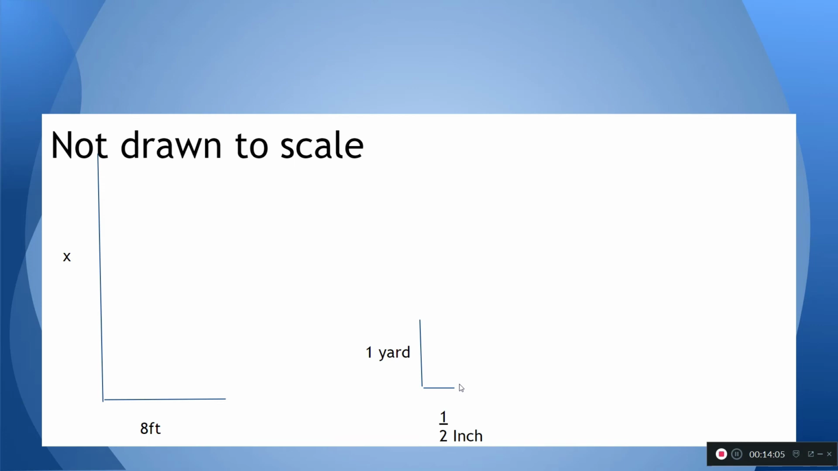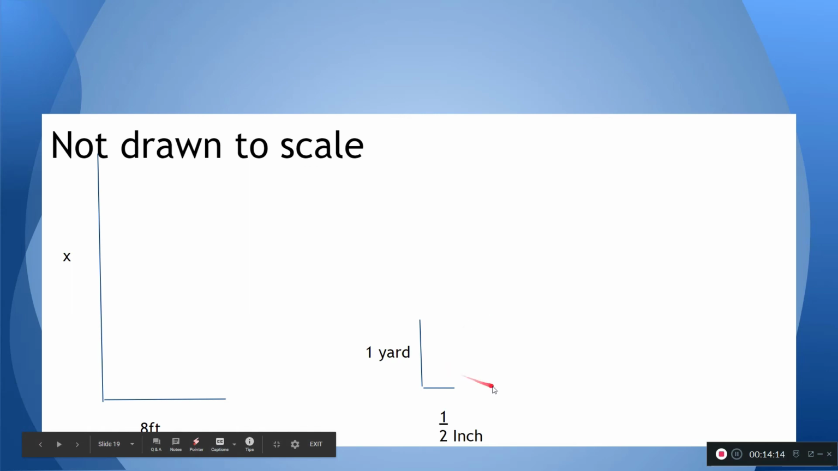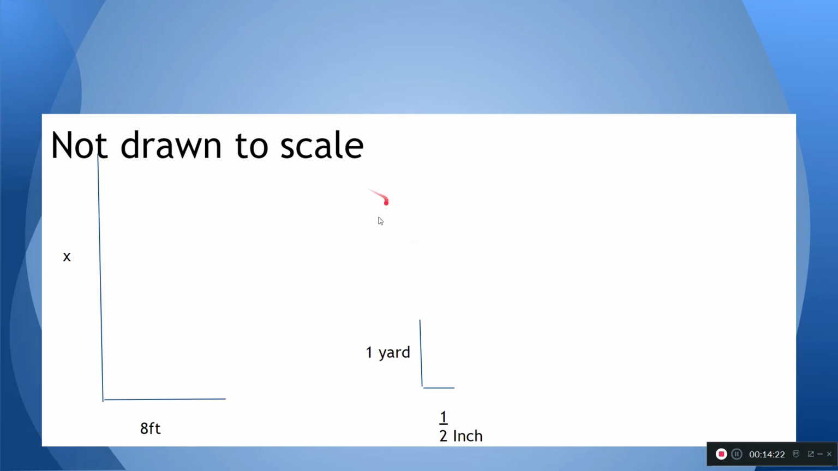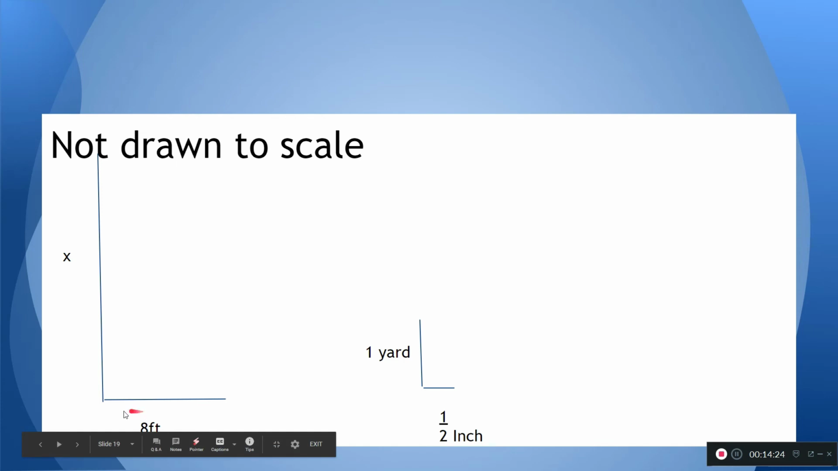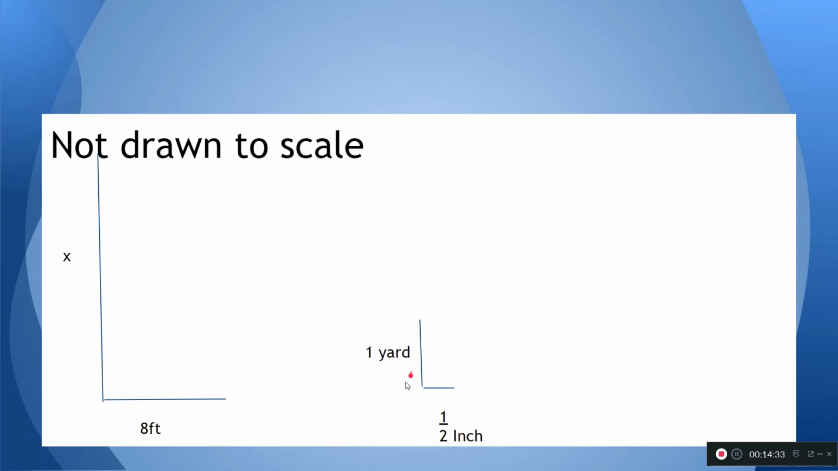I have not completed the triangles like we normally would. I've just given you the vertical and horizontal of both figures here on the problem, and as I've written in here, it's not drawn to scale, so don't get mad at me that this 8 feet is actually not much bigger than this ½ an inch over here. And this 1 yard is not a yard. None of it makes sense. It's not drawn to scale.